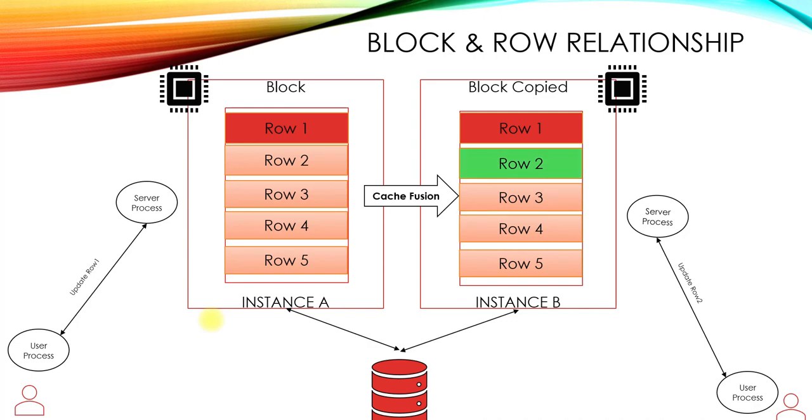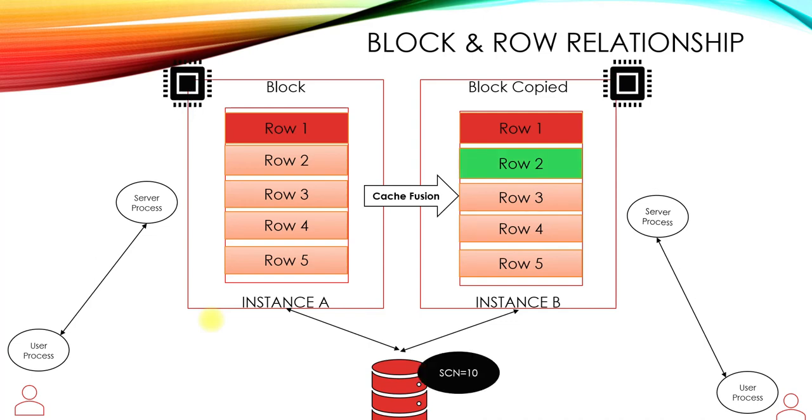So remember that row 1 is highlighted in red and row 2 is highlighted in green. It is to specify that green is for instance B and red is for instance A, so that we know which instance is actually modifying which particular row.